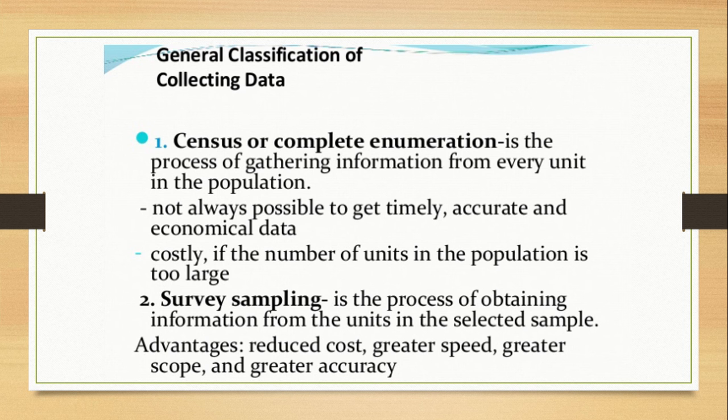We have here the general classification of collecting data. Census or complete enumeration is the process of gathering information from every unit in the population. It is not always possible to get timely, accurate, and economical data, so there are a lot of reasons why we cannot do it that way. It is costly if the number of units in the population is too large.